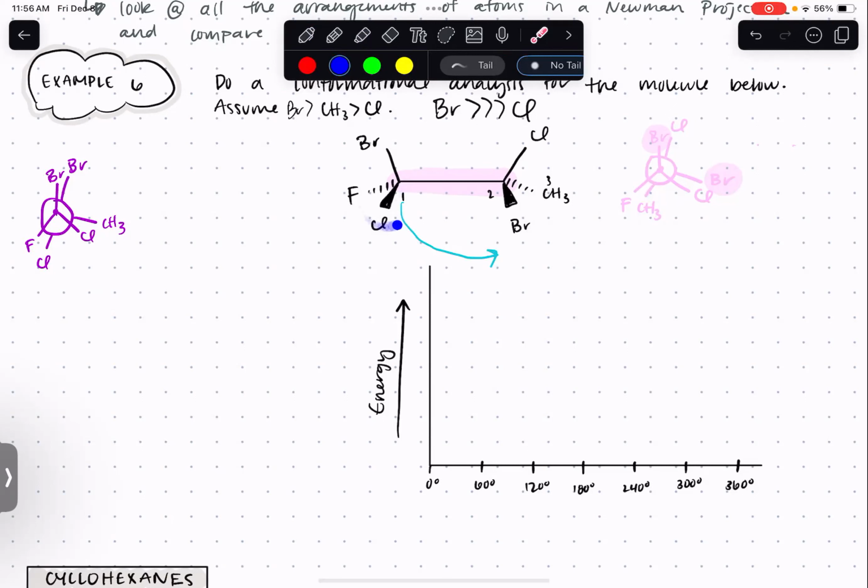And then this front carbon, we have a similar thing. We're rotating it this way, right? The bromine stays on the top. The chlorine is going to be the same place as the bromine because those are both on wedges, so it's going to be right next to it. And then this CH3 is going to be next to the fluorine because those are both on dashes, so they have to be right in front of each other. They're in the same spot.